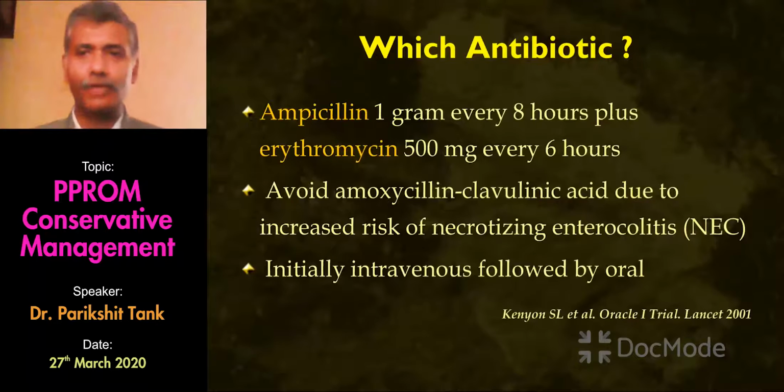What's the drug of choice when it comes to antibiotics? The standard regime is to use ampicillin and erythromycin as a combination. We can start with intravenous doses of ampicillin and erythromycin orally, and later on it can be followed up by oral substitutes in case the intravenous is not needed anymore.